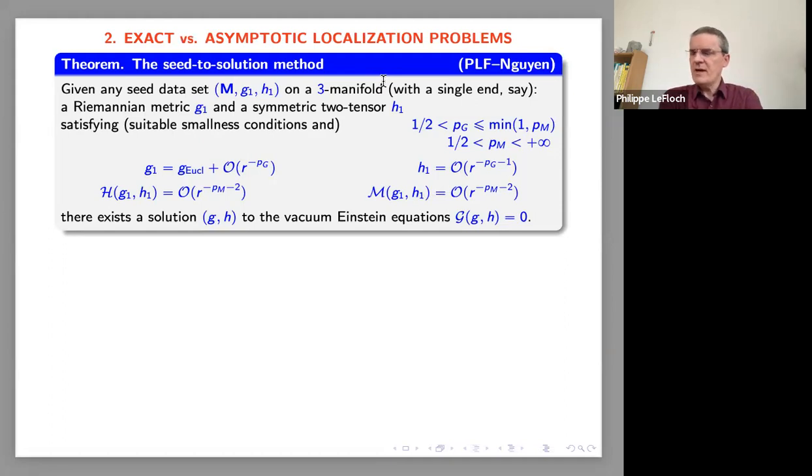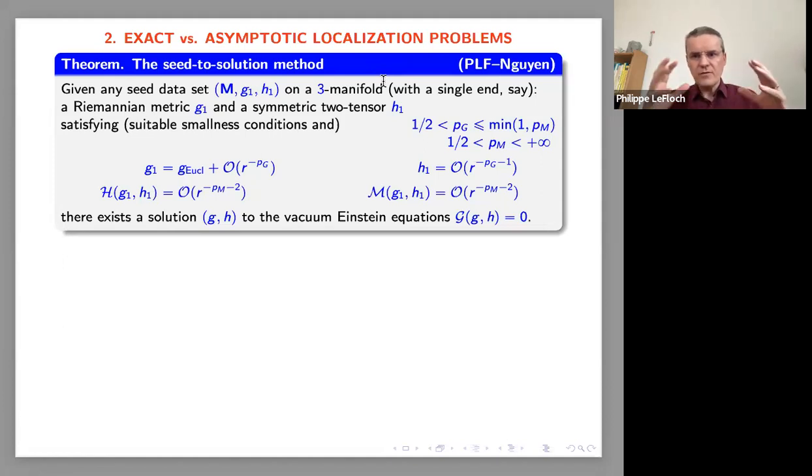So the philosophy that I have here is that I assume that some kind of ansatz is provided, which I call a seed data. So a seed data for me is a metric G1 and the second fundamental form H1 that are prescribed, and they are prescribed with a certain decay at infinity. But the decay is not supposed to be fast. It's just slightly faster than 1 over square root of R in dimension 3. And at the same time, I'm assuming that when I plug these ansatz in the two operators, these operators have more decay. So I introduce another parameter, PM, that measures how good the decay at infinity is in terms of evaluating the operators. So these are my assumptions.